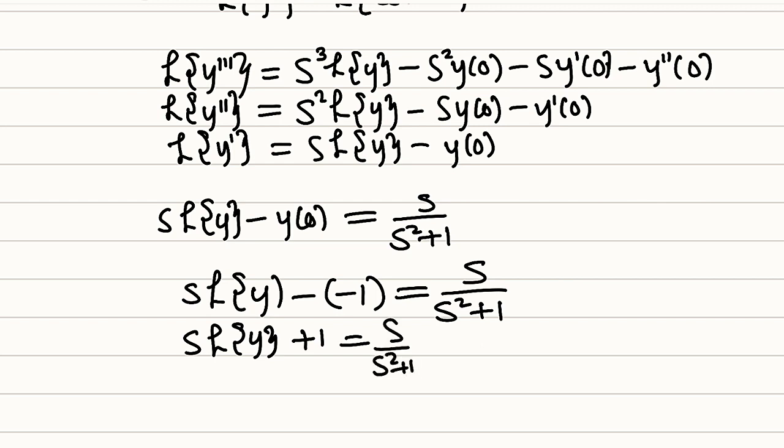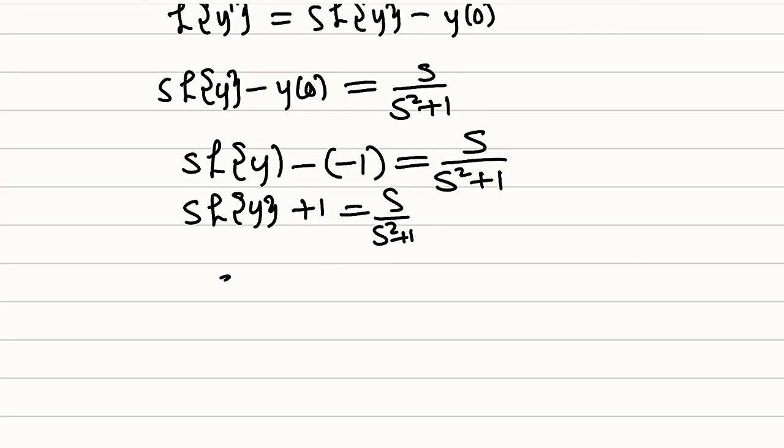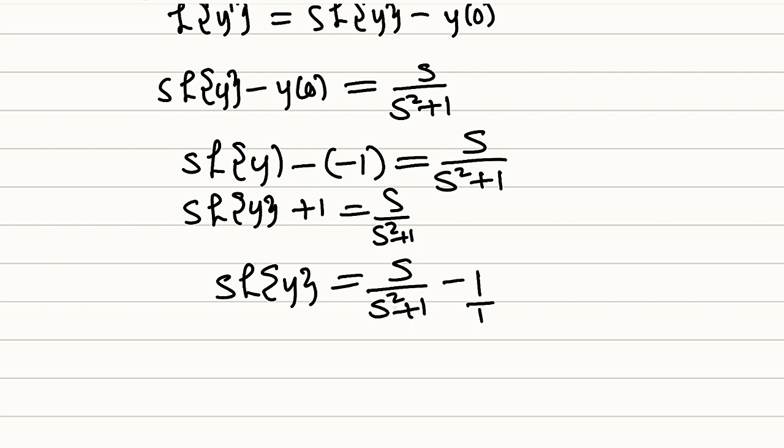Now we are free to take this 1 to the right, and it is going to become negative. We have to the left s multiplied by the Laplace transform of y. And to the right, we have s divided by s squared plus 1, then minus 1. But this minus 1, we can rationalize it as 1 divided by 1. And if we like, we can multiply the top and the bottom by s squared plus 1 to have a common denominator. So this becomes s squared plus 1 divided by s squared plus 1.